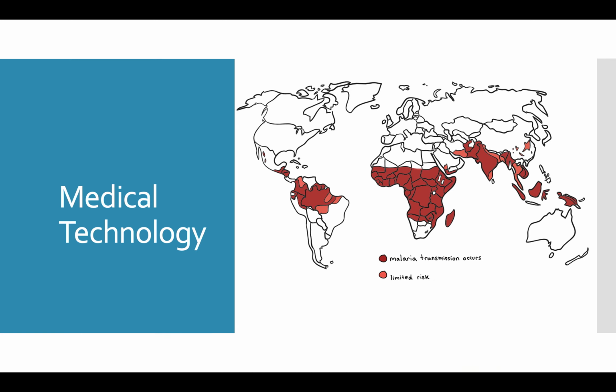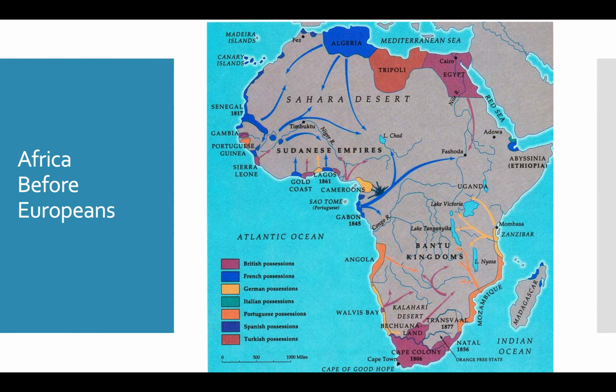Our third form of technology is medical technology. Africa was known as the white man's grave. I'm doing air quotes, the white man's grave. In fact, in the early 19th century, malaria killed half of all Europeans who reached West Africa within a year. If you remember that slide, let me see if I can bring it up here real fast. This map, the reason for this map is malaria.